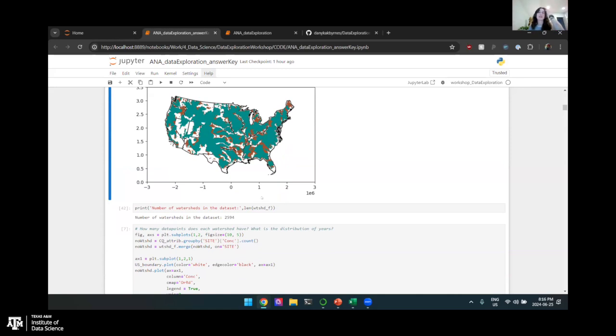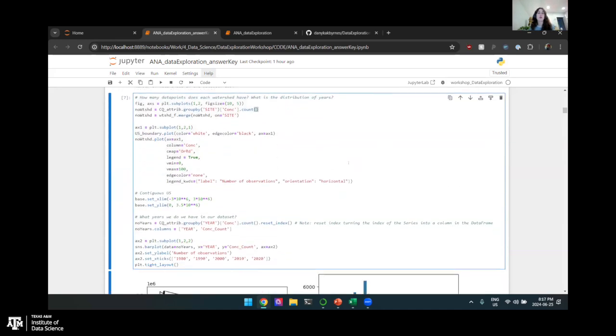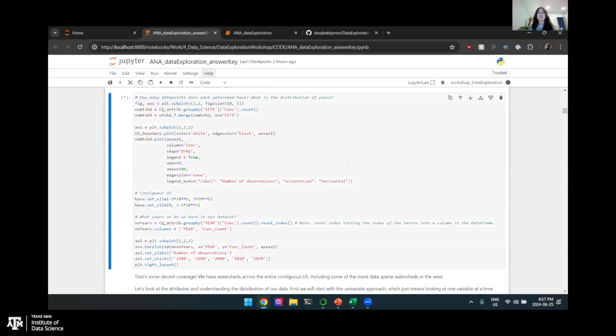If you've ever worked with concentration data, this is actually quite a bit, because we're not looking for time series. We're just taking a watershed, and it has one data point. Great, we're taking it. So our next question is, how many data points do we have in each watershed?